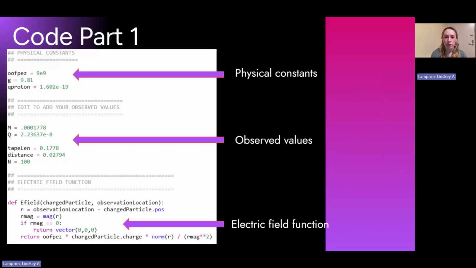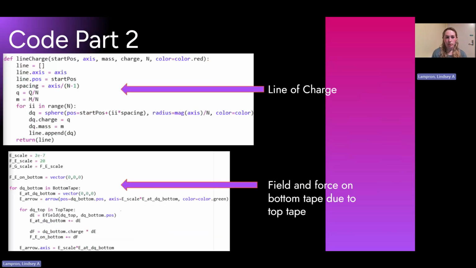And just here's a little bit of my code. I have my physical constants, which are the same from the first lab, my observed values, as well as my electric field function. And then I also have my code for calculating line of charge, as well as the field and the force on the bottom tape due to the top tape.